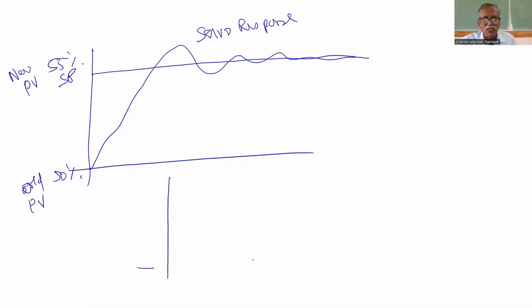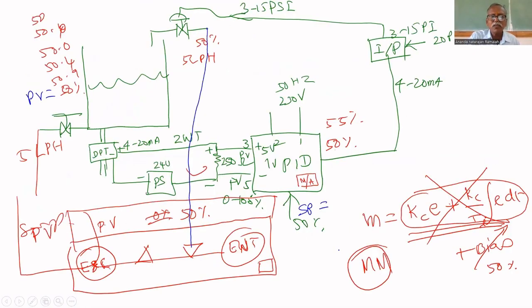Another is the regulatory response. We cannot wait till some disturbance in the electricity comes, because we have only 3 hours to do the experiment. That's why we deliberately give some disturbance. How can we give it? In that path, one more valve will be there, a hand valve, like a tap in your home. You can adjust that. Deliberately, you close it slightly.